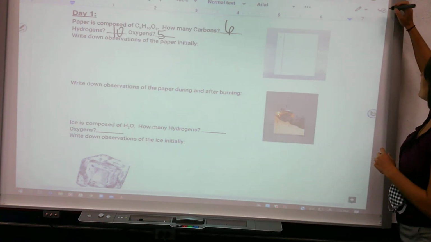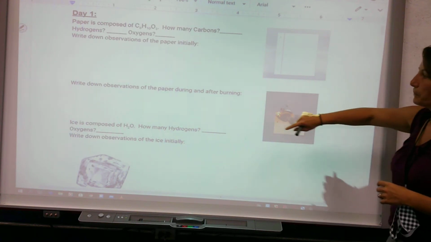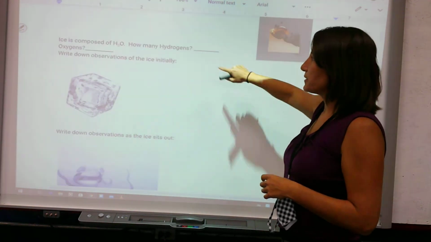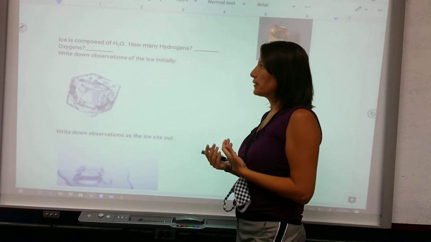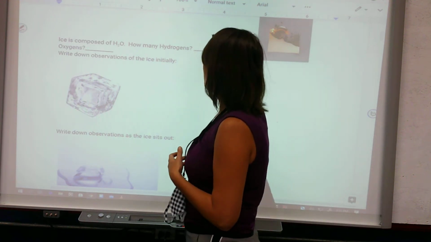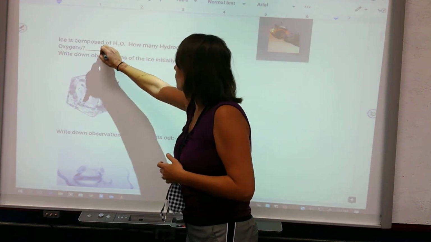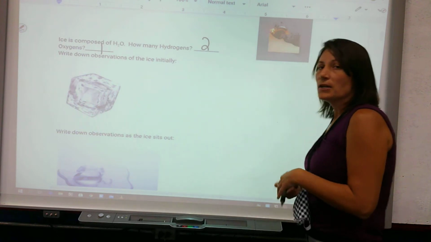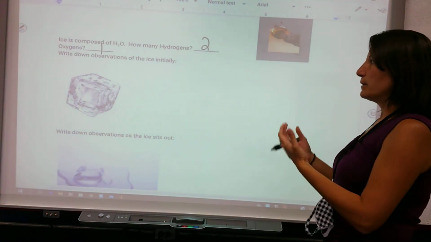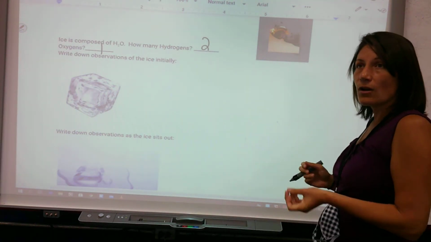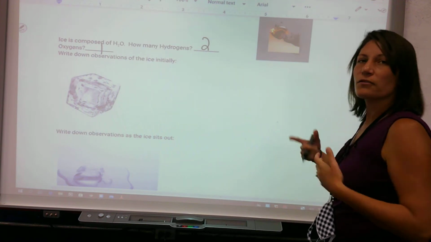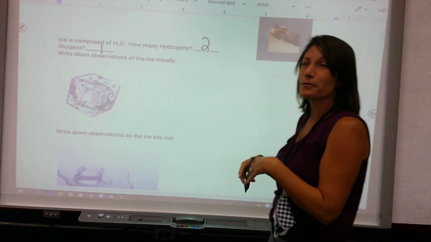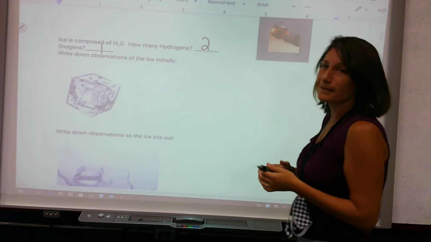Then we looked at an ice cube, and ice is composed of H2O. I asked them how many hydrogens and how many oxygens. There are 2 hydrogens and 1 oxygen in H2O. When I first got the ice out, they observed that it's cold, it's solid, and it's kind of clear. There wasn't really a whole lot to observe with the ice other than that.